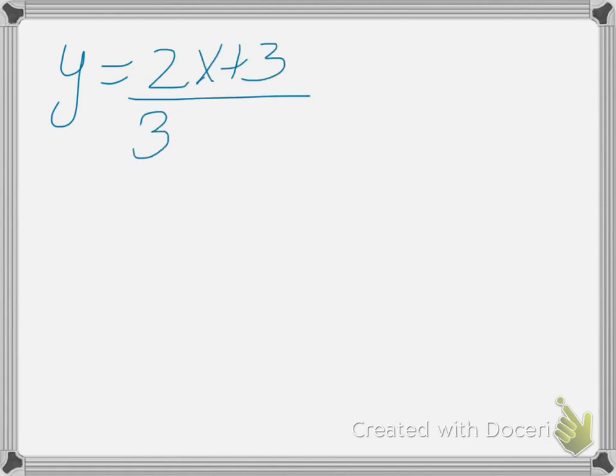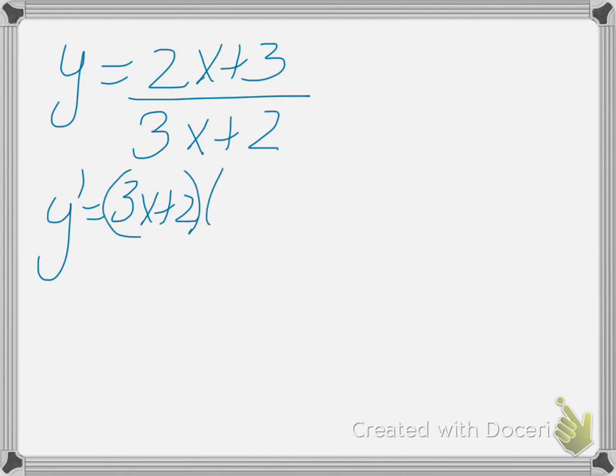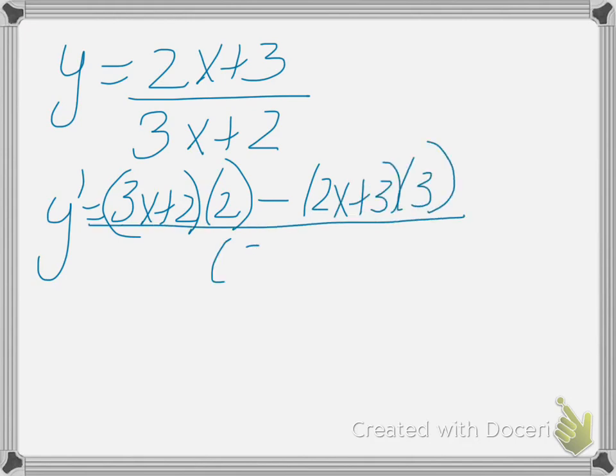Okay, problem number 4. This is a simple quotient rule. So it's the bottom times the derivative of the top minus the top times the derivative of the bottom all over the bottom squared. That was not a choice, so we have to simplify. So all you have to do is distribute this 2 and distribute that 3. So that's what I'm going to do.